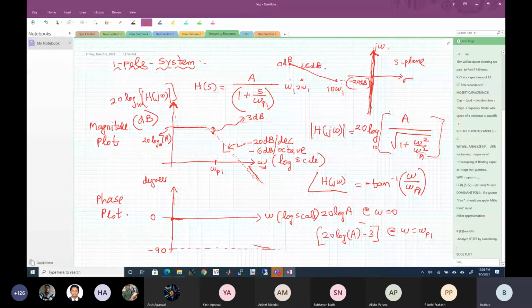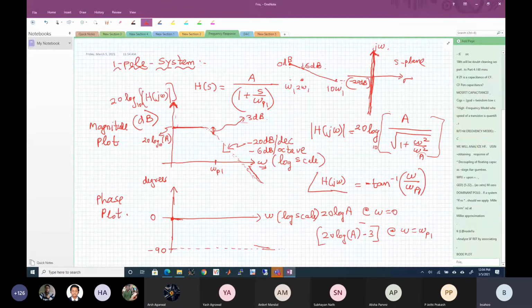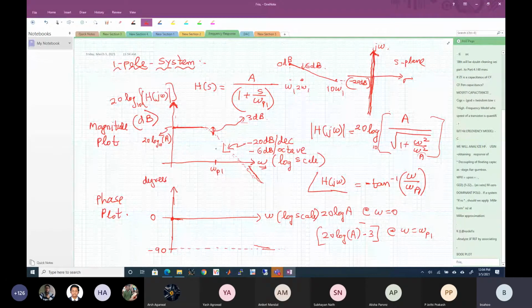Okay. So now this is a plot. We knew the magnitude at 0 frequency, and we know the magnitude at the pole frequency, but we are drawing an asymptotic plot. So what we do is we draw an asymptote to this curve. This curve will actually go down like this. This is no more an asymptotic curve.